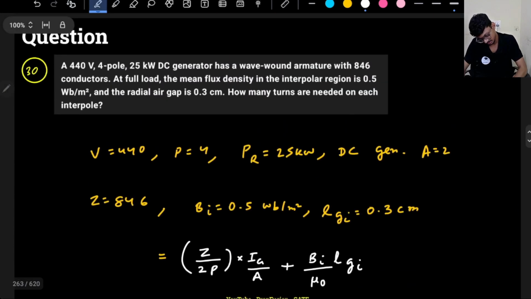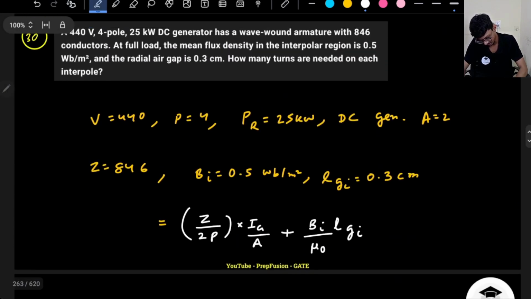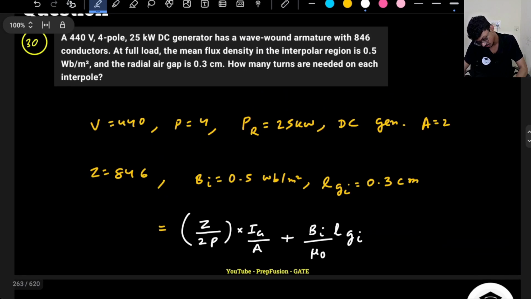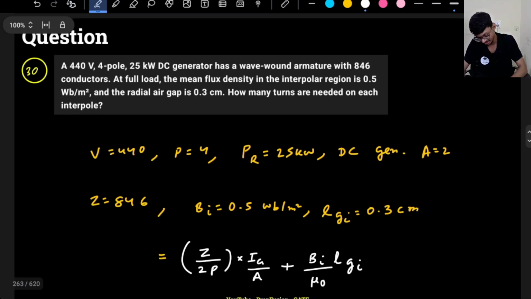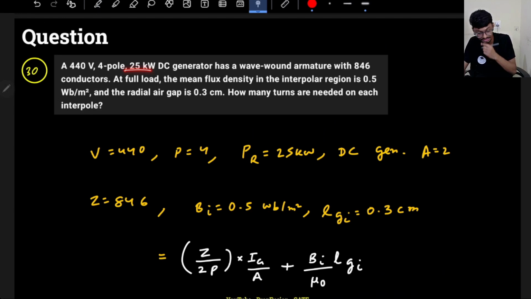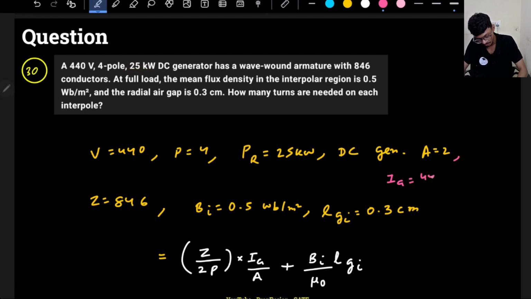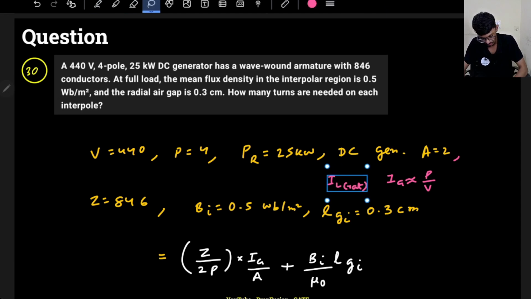So do I even need this 440 volts? I guess I don't need it. Armature current they have told me, but they have not told me full load. My machine is rated at 25 kilowatt at the output. So the rated current Ia will be power by voltage. Although it will be approximate, because there will be some drop in the armature resistance. They have not mentioned the armature resistance, so I will approximate it. So roughly my IL rated will be equal to the armature current rated.